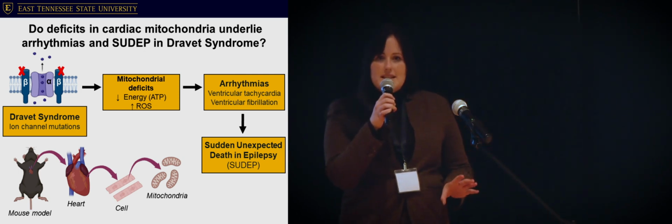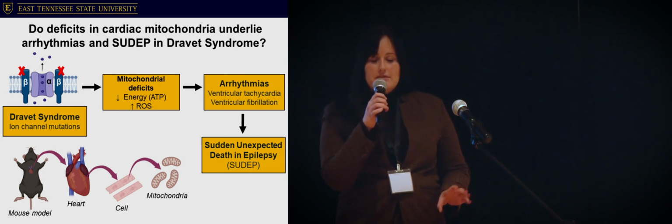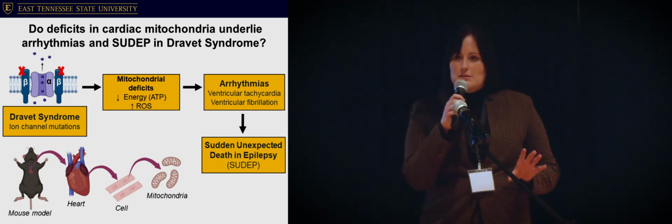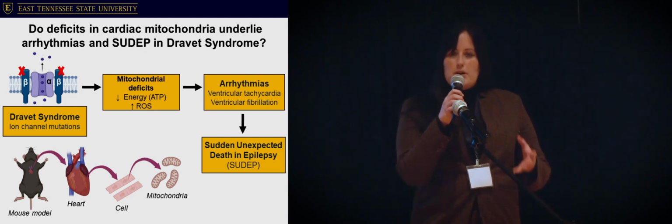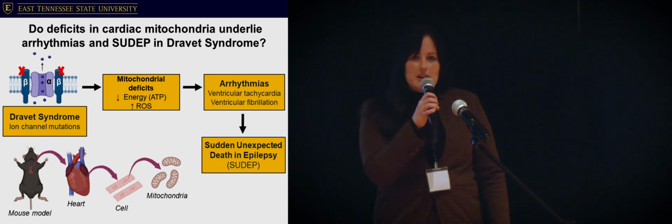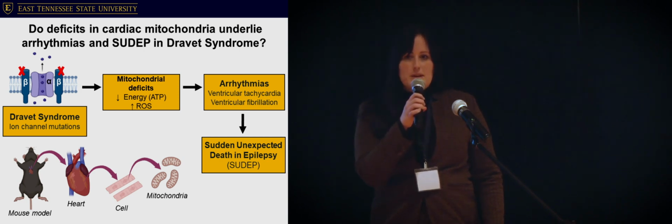Therefore, my thesis is that compromised mitochondrial function, whether that be ATP or ROS generation, can promote arrhythmias in SUDEP and Dravet syndrome. My hope is that the results of this work could potentially promote the formation of new mitochondrial targeted drugs to prevent arrhythmias and sudden death in patients with epilepsy.